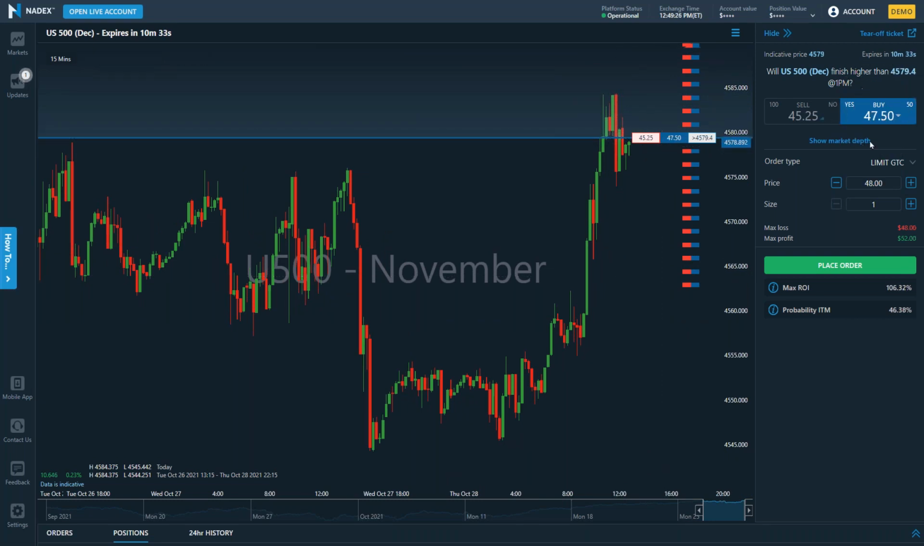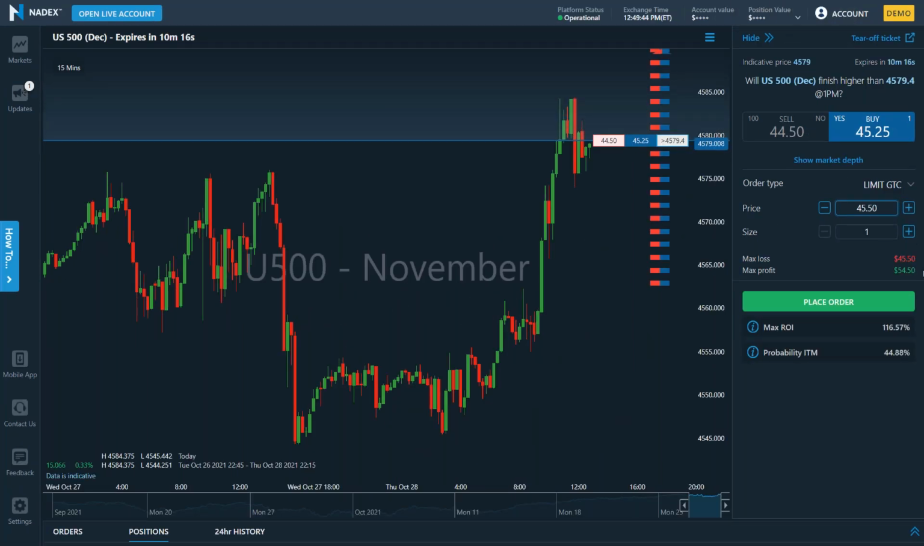I think it's going to go higher. So I might put a bid in for, say, 46. I'm going to move this down to 45 and a half. If I were to buy one at 45 and a half, it tells me I couldn't lose any more than 45.50. The most I would be able to make is 54.50. And what's incredible is the probability, my max return.